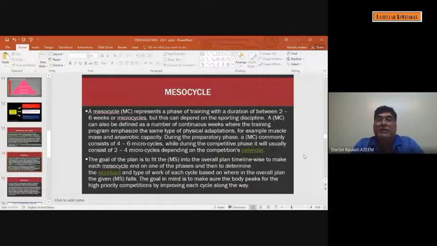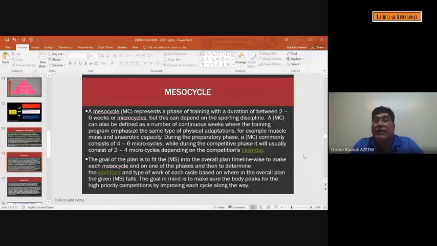Mesocycles represent a phase of training with a duration between 2 to 6 weeks, or microcycles, but this can depend on the sporting discipline. It can also be defined as a number of continuous weeks where the training program emphasizes the same type of physical adaptations, for example, muscle mass and anaerobic capacity. During the preparatory phase, the mesocycles commonly consist of 4 to 6 microcycles, while during the competitive phase, it will usually consist of 2 to 4 microcycles depending on the competitions and your calendar. Because maybe you are competing 2 times or 3 times, it depends. That's why they will go for mesocycles.